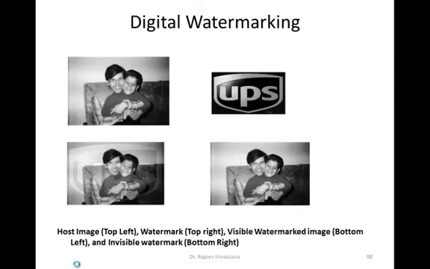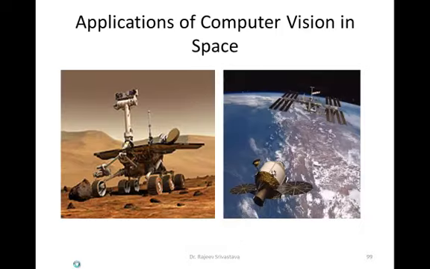Another application, digital watermarking. On the left hand side is the original image, and this is the logo UPS. This UPS logo can be embedded into the original image, which is an example of digital watermarking. A digital watermark may be visible or invisible depending upon the type of application. Basically, it is used for copyright protection purposes.